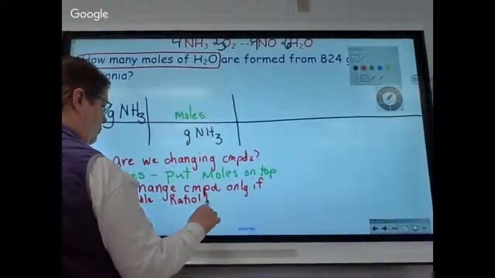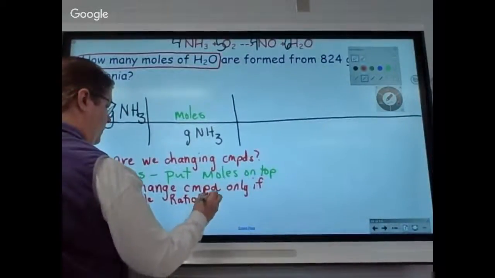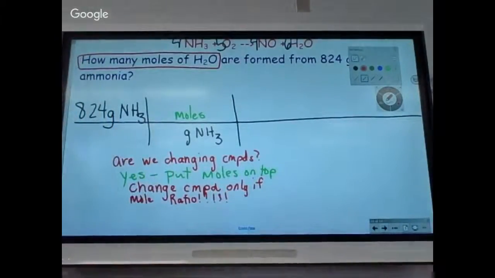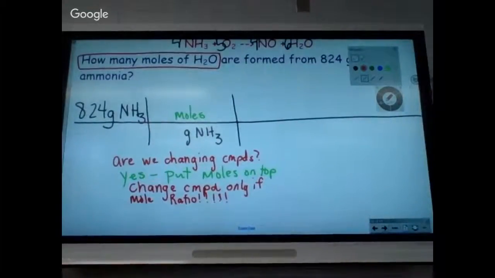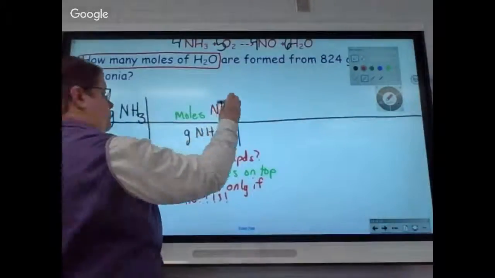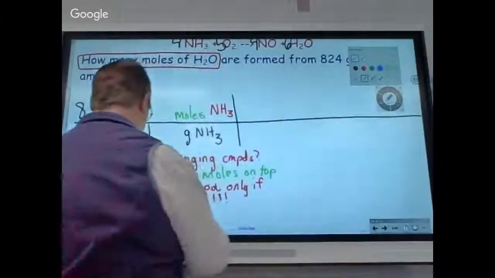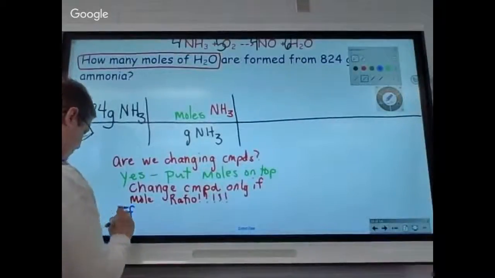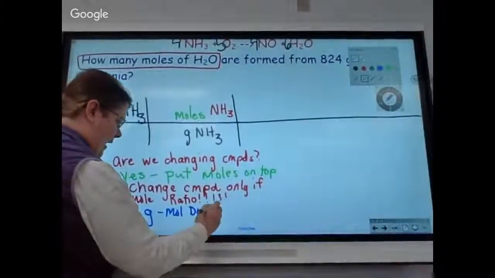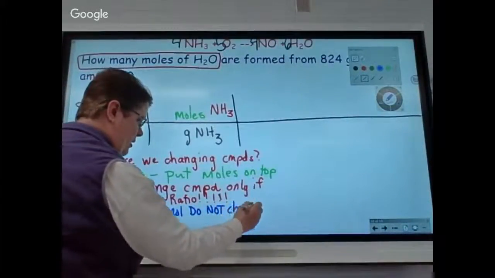You just really made me upset. Is that a mole ratio? It should be. It's not. So I can't change there. So what am I going to put on top? NH3. I guess I'm going to write here: if grams to moles, do not change compound.